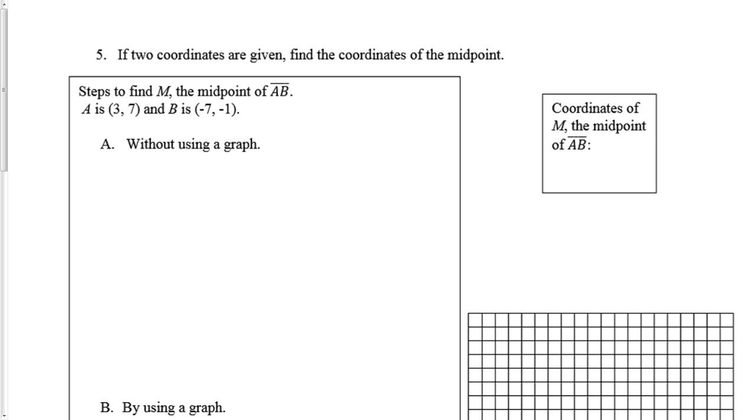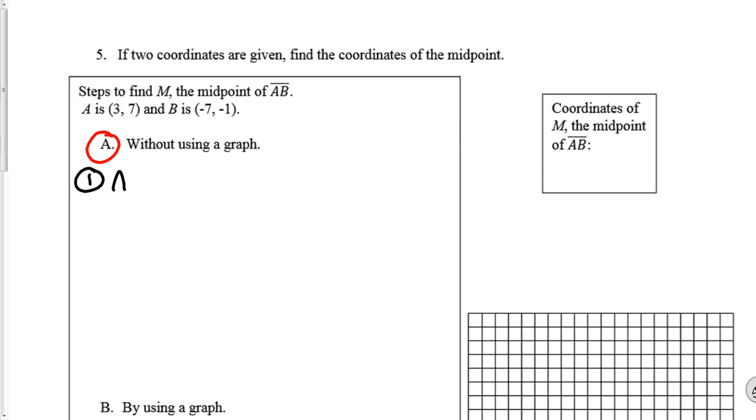Problem 5, if two coordinates are given, find the coordinates of the midpoint. So now the only difference is I'm starting part A without using a graph. So how are we going to find the midpoint if I don't have a graph or if my numbers are too large for the graph? I'm never going to force you into either method. Use whichever method you prefer.